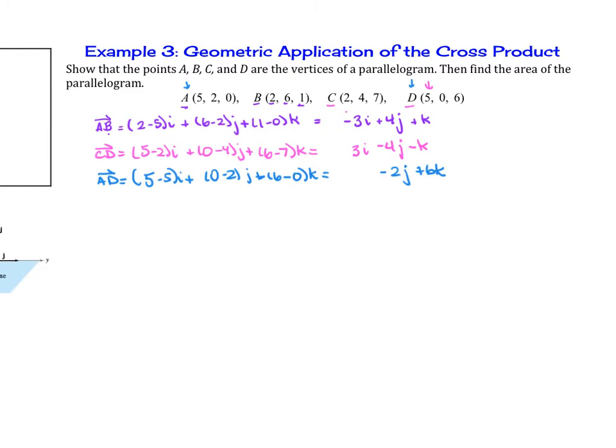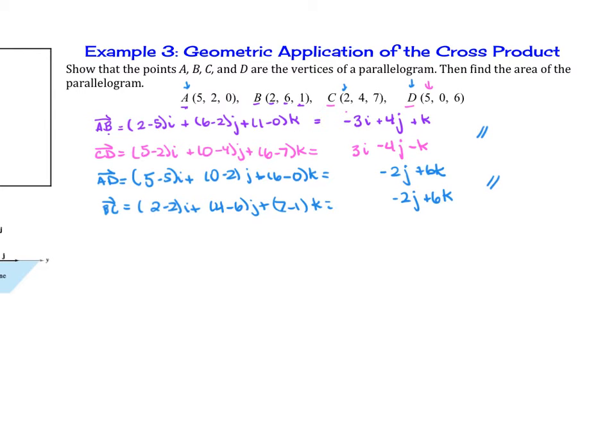And then now let's check B and C, or C and B, whichever way you want to go. So let's just do BC. The terminal is here, 2 minus 2I plus 4 minus 6J plus 7 minus 1K. So this will be 0I minus 2J plus 6K. Now they're the exact same, so we know that these are also parallel. So this is parallel and these are parallel.